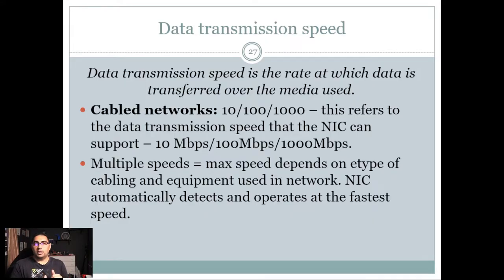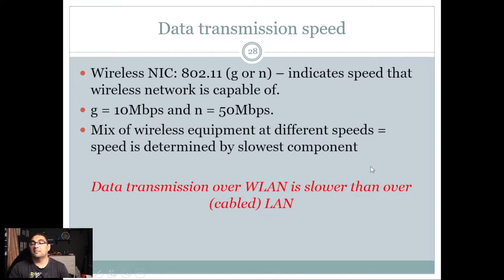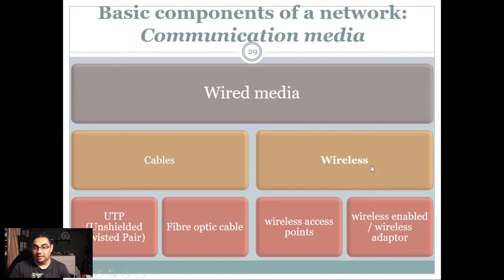So if you want your network to run at 1,000 megabits per second, all your devices must be capable of handling that 1,000 megabits per second. Okay. Also, your wireless standards. What does that stand for? What does the G mean? What does the N mean? Those are things that you must know.